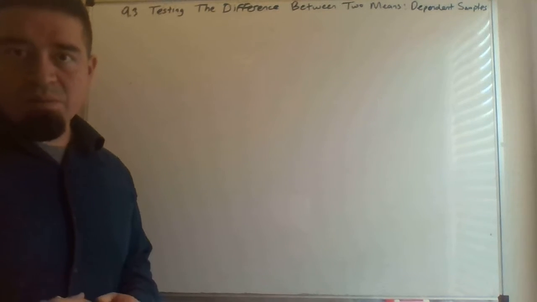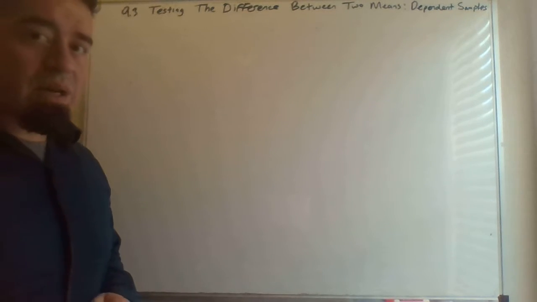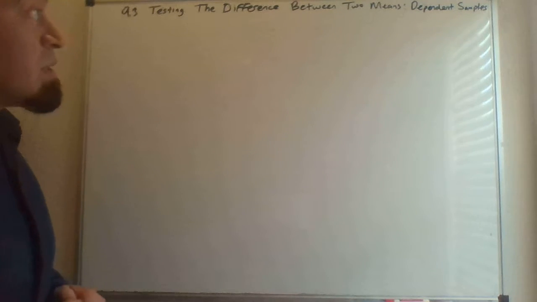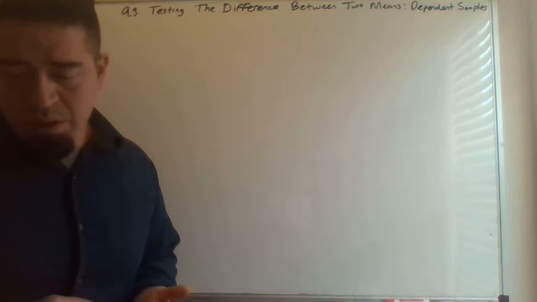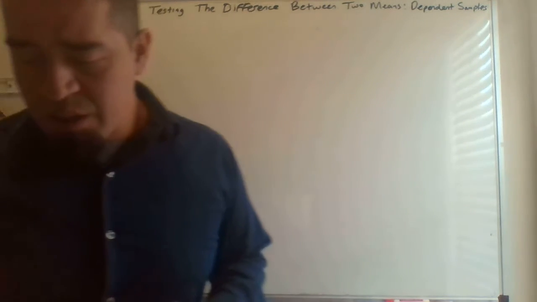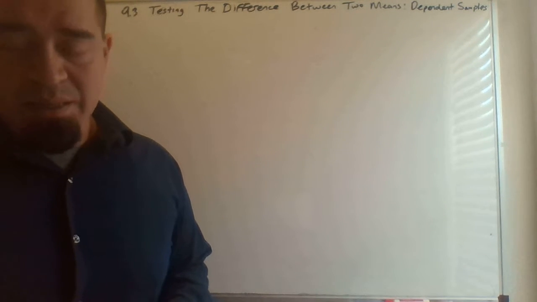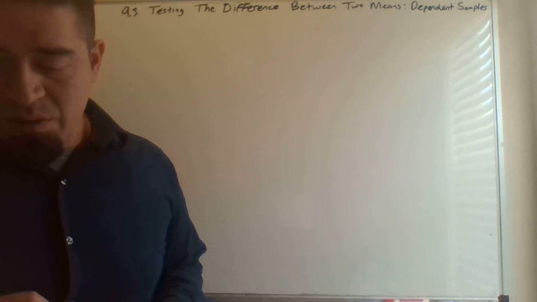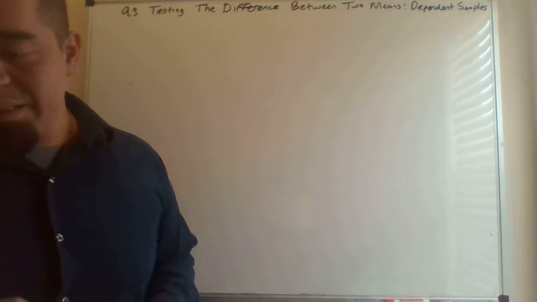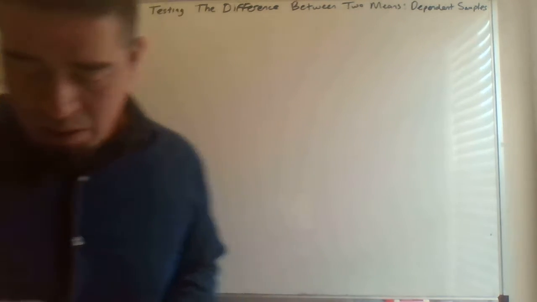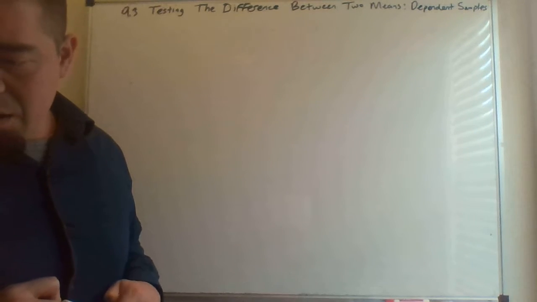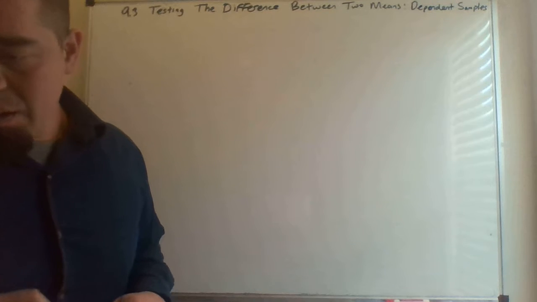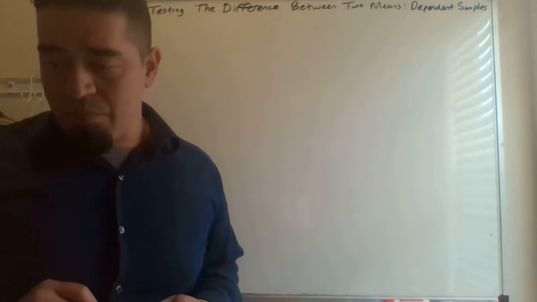Hello class, so we're going to go ahead and begin in 9.3, testing the difference between the means and dependent samples. So here we kind of do the same thing as we did in the last section, except we do it with dependent rather than independent samples. And so you'll see some formulas there that we'll refer to on the first slide, but I'll come back to those as we need them. Let's jump into the example here.